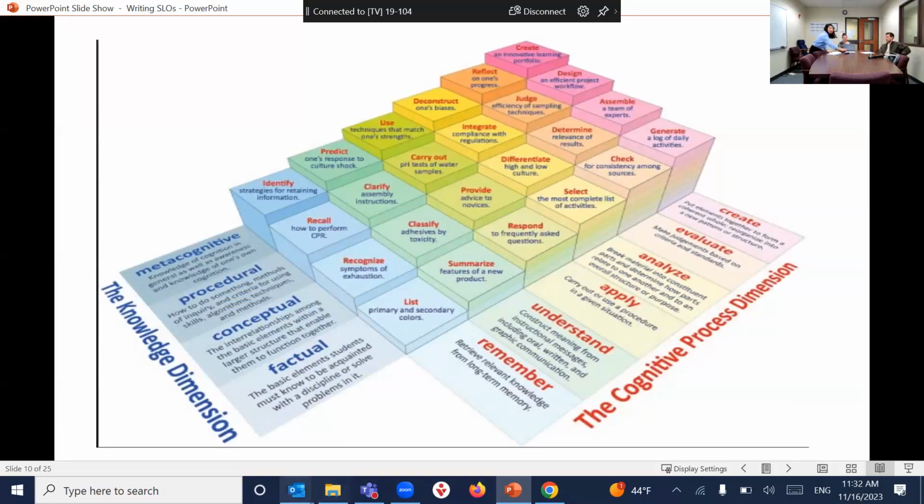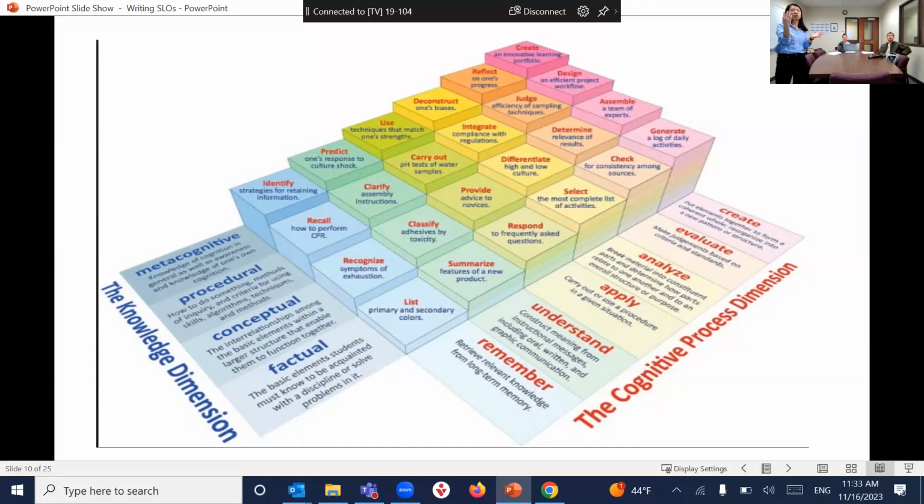Sorry. This is a more comprehensive picture showing the cognitive domains through 4 types of knowledge. So we have factual knowledge, conceptual knowledge, procedural knowledge, and metacognitive knowledge. And you can see the squares here. For example, those action verbs, summarize, list, recognize, recall, identify, which refer to remember, and these verbs can be used in different types of knowledge.